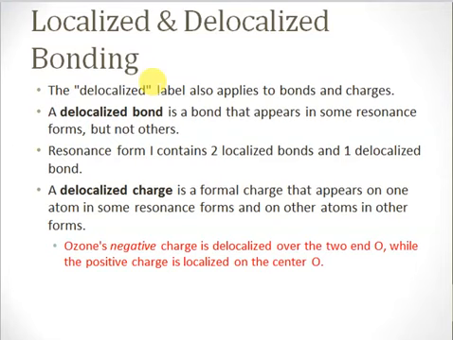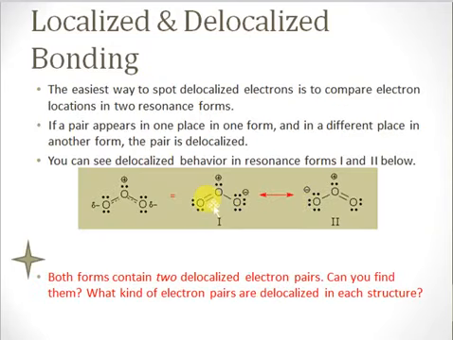So if you just see the previous slide here, you can see this bond, which is present in one structure and not present here, right? So it means this bond is delocalized. Similarly, this charge is present in this structure, but in this structure it is not present, right? It means this charge, this formal charge, is also delocalized, right? So electrons can be delocalized, a bond can be delocalized, and a charge can also be delocalized.